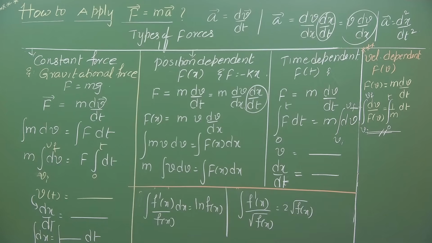Once again, F is a constant. How will we start? F equal to m dv by dt. If F is position dependent, how will we start? F equal to m v dv by dx. If F is time dependent, how will we start? F equal to m dv by dt.